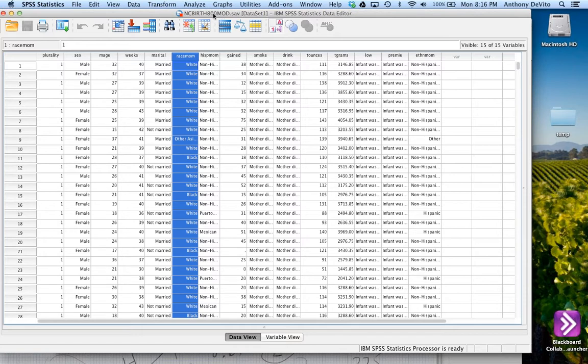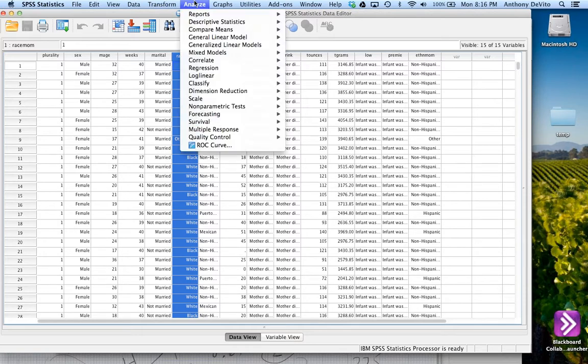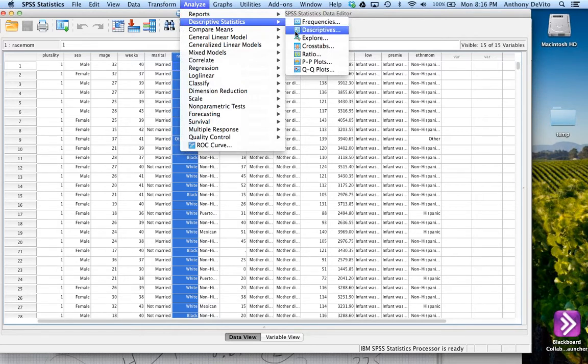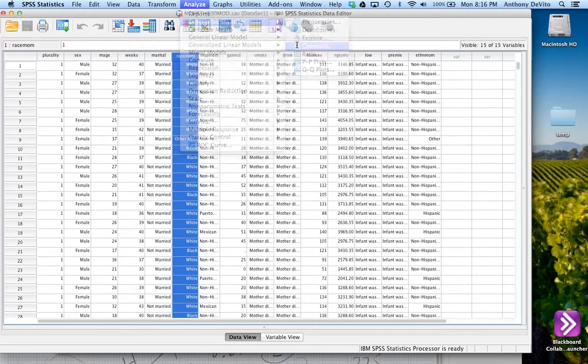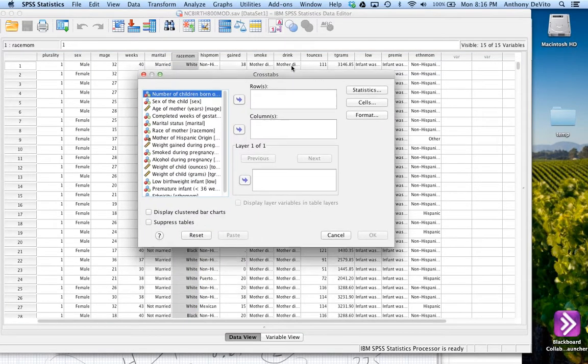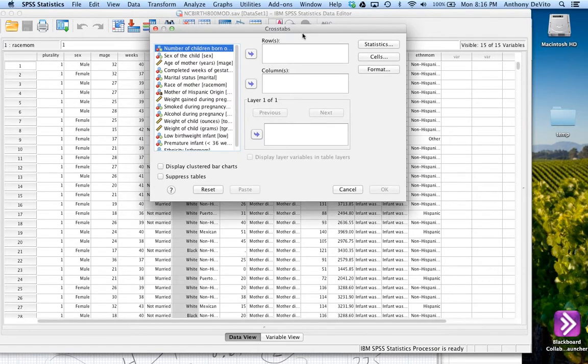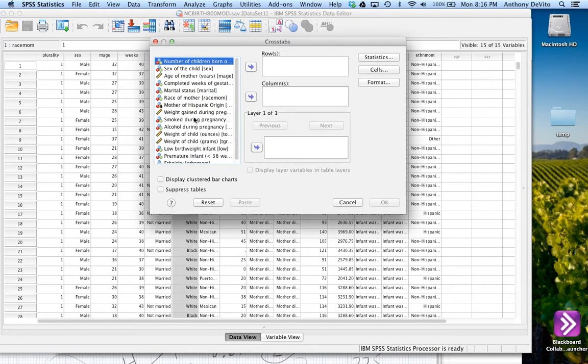And some of you may have already noticed, but if you go into Analyze and you go into Descriptive Statistics, one of the elements, we already played around with frequencies, descriptives, explore. The next element is crosstabs. I'm going to click on that. Now, crosstabs comes up with a box that asks us, well, which variables do you want to work with here? And notice we have rows and we have columns.